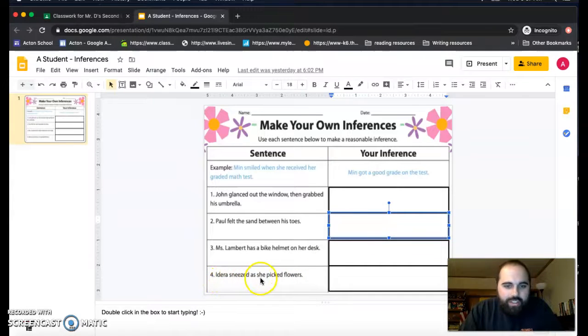Idira sneezed as she picked flowers. Make an inference about that one. Again, double click on it, then you can type it in. And remember, the turn in button is not up here like in a Google Doc. When you're done, exit out of it.